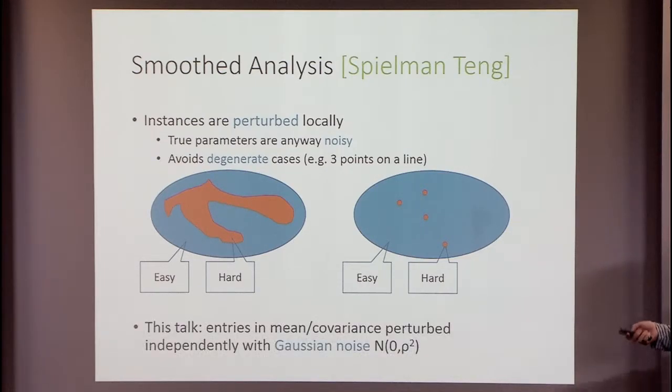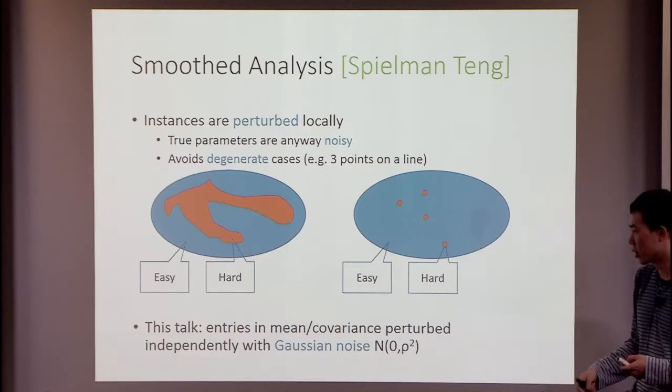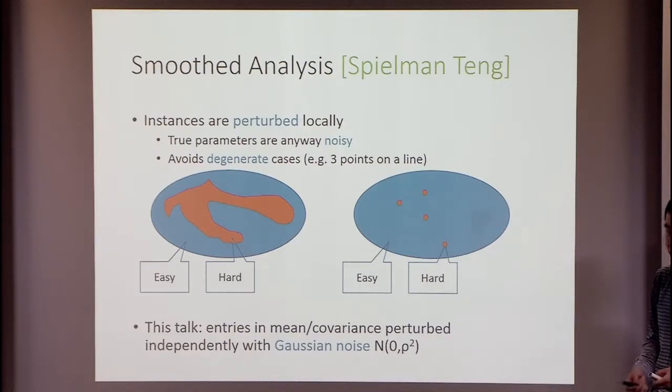In this talk, we will work in the smooth analysis framework. We will assume the entries in the means and the covariance matrices are randomly perturbed by some Gaussian noise.